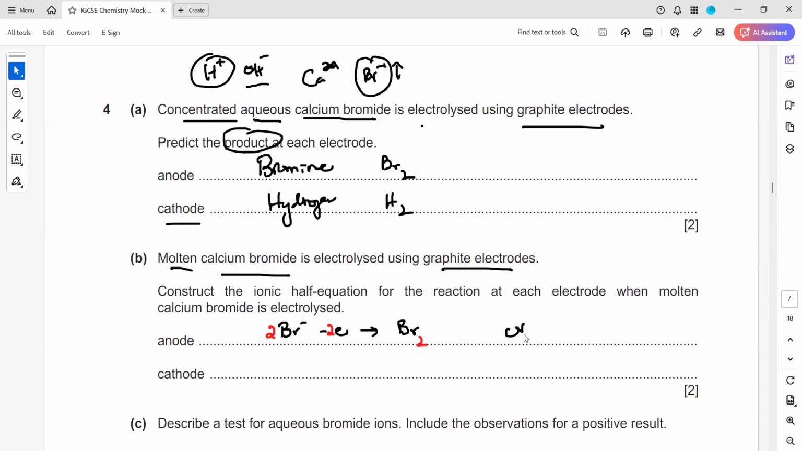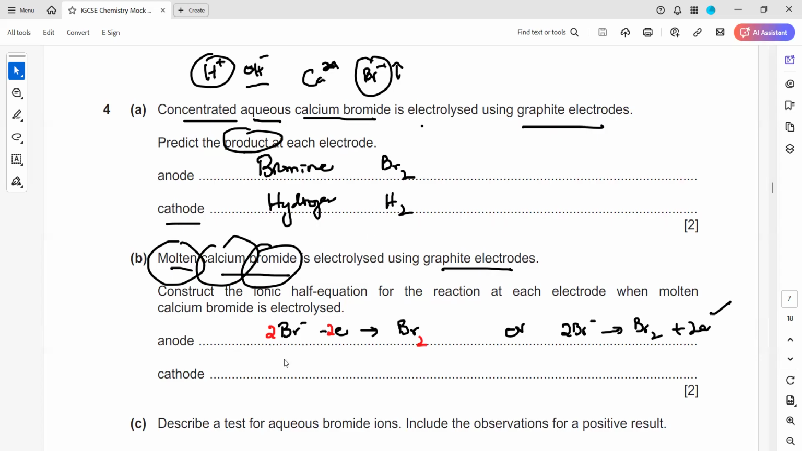At the anode, because this is a molten substance which contains a bromide ion and a calcium ion. You can also write this equation if you move the electrons to the other side, and that is what is usually written in the exam. If it is a loss of electrons, it's written on the right, and if it's a gain of electrons, it's written on the left-hand side. This is what is mostly written in the exam. If you write it the other way around, you will not lose the mark.